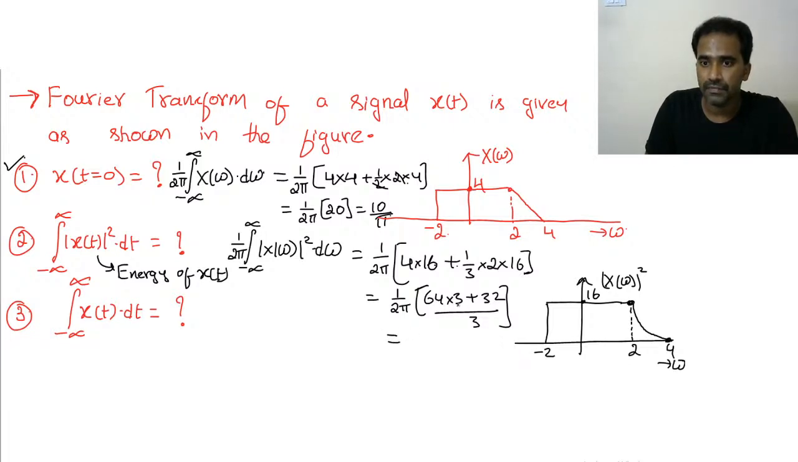Which is 64 into 3 plus 32, so 32 into 6 plus 1 is 7. 32 into 7 is 224, divided by 3 into 2 pi. It's not cancelling with 3. Anyone? Any answer? 16 4s are 64 plus 1 by 3 into 2 into 16, 32 by 3.